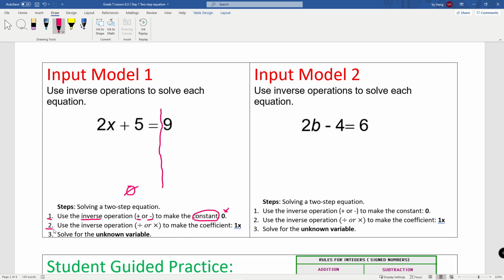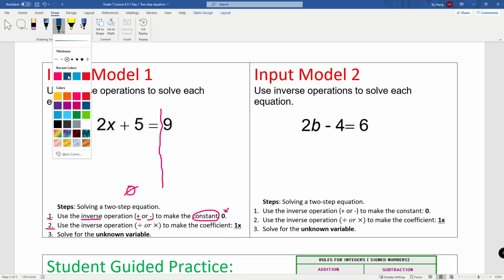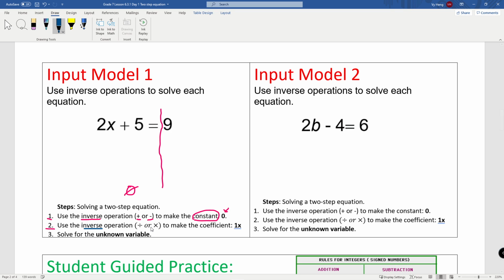And then for number 2, it says that you want to use the inverse operation for division and multiplication to make the coefficient, right? The coefficient's that number right there in front of the variable, a 1. Okay, so currently it's not a 1. So guess what? I'm going to make sure to remind myself to make it a 1x. Okay, I don't have to put a 1 because I don't need to. So now these are just reminders.